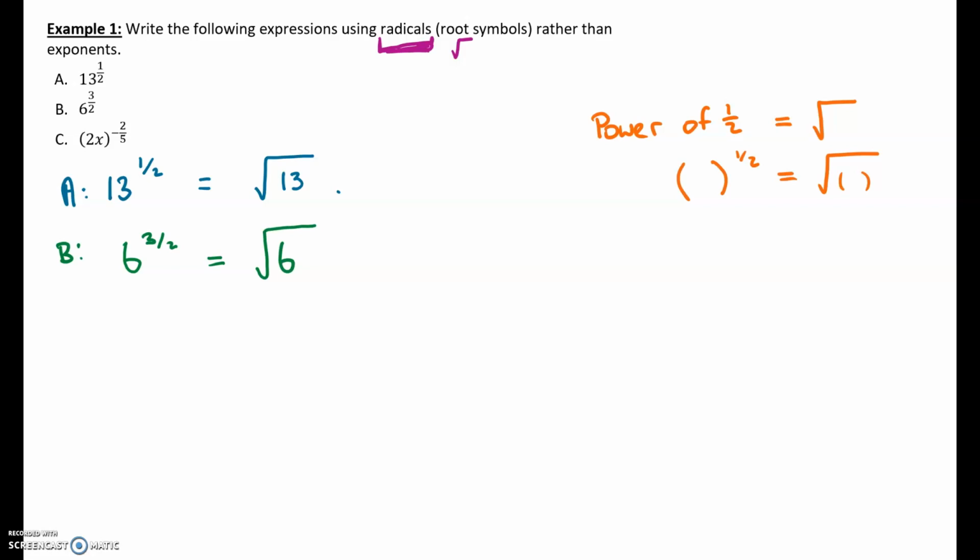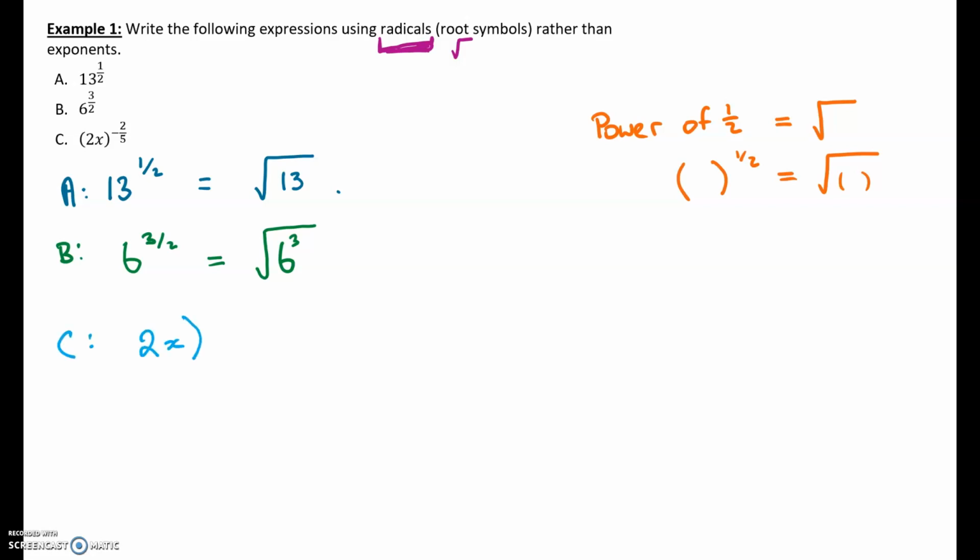But then the 3 on top of the fraction means that the 6 is cubed. So you can write it like that. It's the square root of 6 cubed. So the number on the bottom is the root. The number on top is a power. Okay, and one last one then, another sort of an extension on what we've been doing.